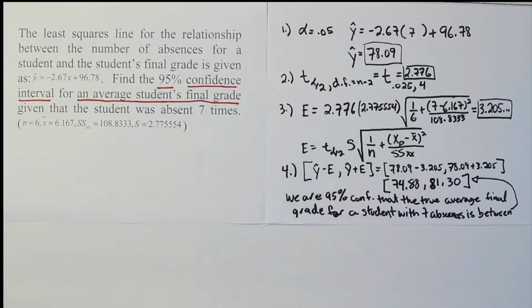Not their specific final grade for a specific student with 7 absences. Right? That's another type of confidence interval which we'll learn later, called a prediction interval. In that case, we'll actually be trying to predict a particular student's grade given their number of absences. But here we're talking about, on average, students who have 7 absences, their grade would be somewhere between these two. Their average grade would be somewhere between these two numbers, about 75 to 81%.